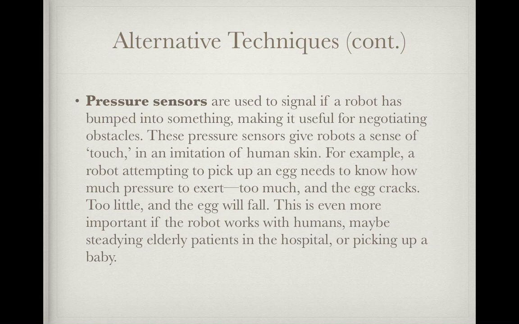Are you noticing a pattern here? All this stuff is meant to replicate human sight and human touch and human movement. Neural nets are meant to replicate the human brain.